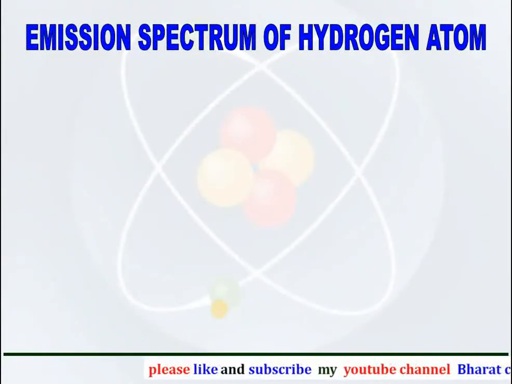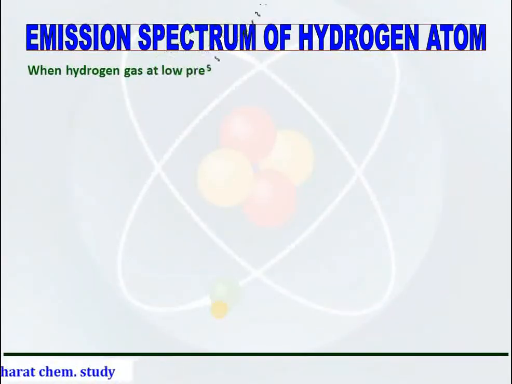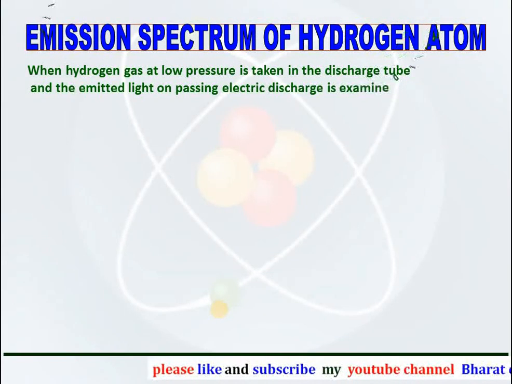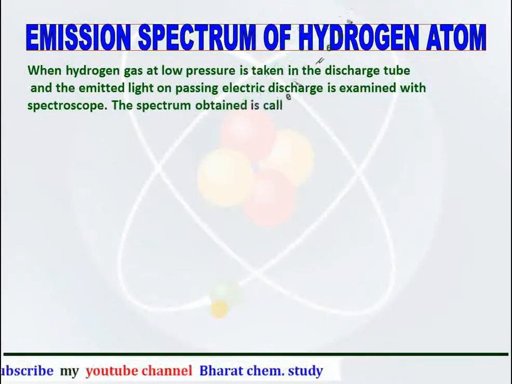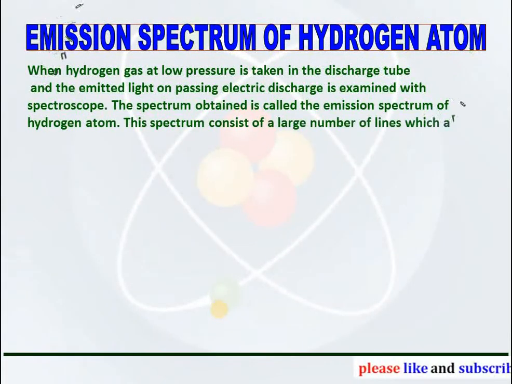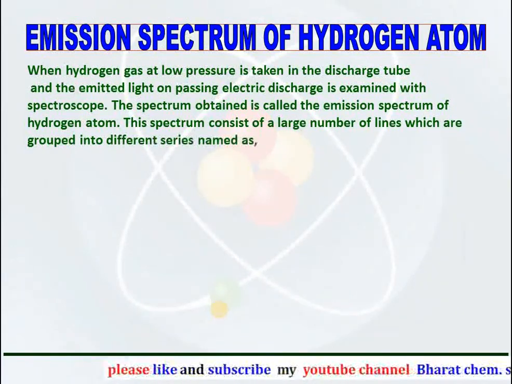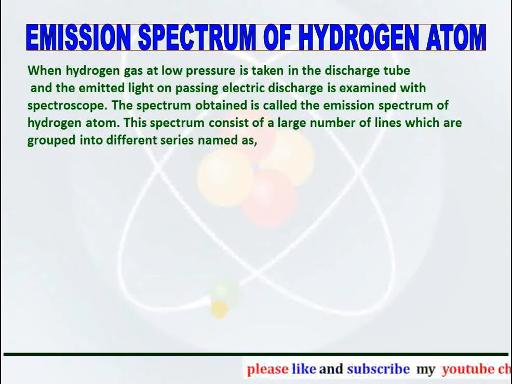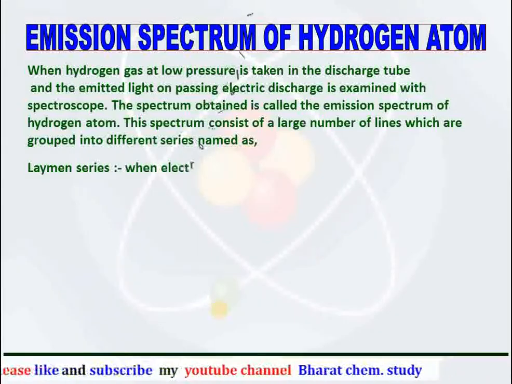Now, the emission spectrum of the hydrogen atom. When hydrogen gas at low pressure is taken in a discharge tube, and the emitted light on passing an electric discharge is examined with a spectroscope, the spectrum obtained is called the emission spectrum of the hydrogen atom. This spectrum consists of a large number of lines which are grouped into different series. So please learn these series.